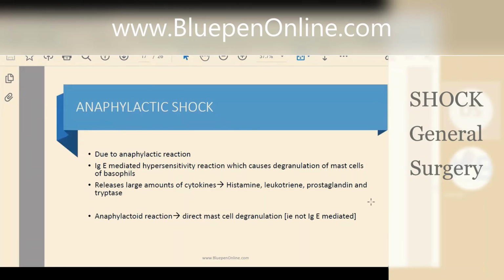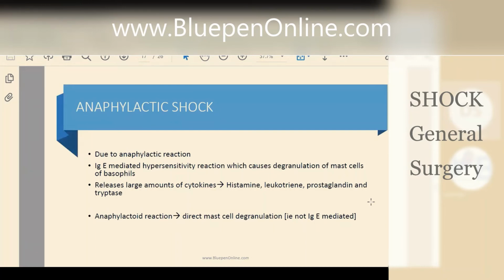Then next is interleukin 6. These are chemicals, which are cytokines. They are present in the mast cells, and these mast cells are present in the basophils. These mast cells are released when IgE is stimulated, meaning a hypersensitivity reaction is stimulated, and this will cause the anaphylactic reaction. That's what I told.